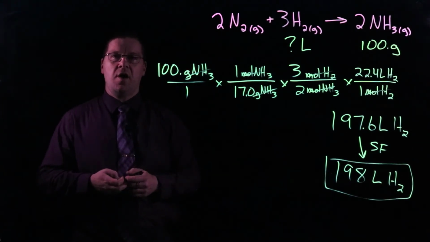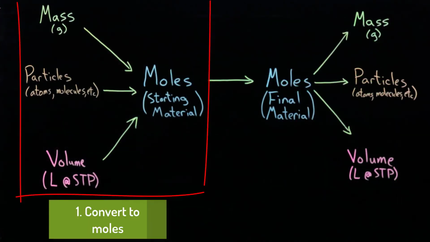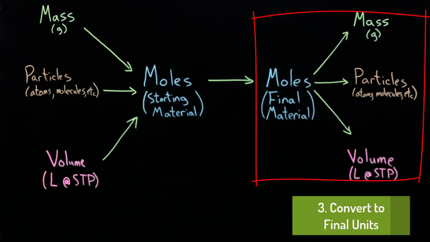So whatever kind of stoichiometry problem you are asked to solve, the same basic steps are used. The first thing is to convert from your given units, be it mass, atoms or molecules, or volume, to moles. Then use the mole ratio, which is based on the coefficients in the balanced equation, to convert from starting material to final material. And the last step will then be to convert to whatever the desired units are, again using the conversion factors of molar mass, Avogadro's number, or molar volume, depending on what you're asked to solve for.